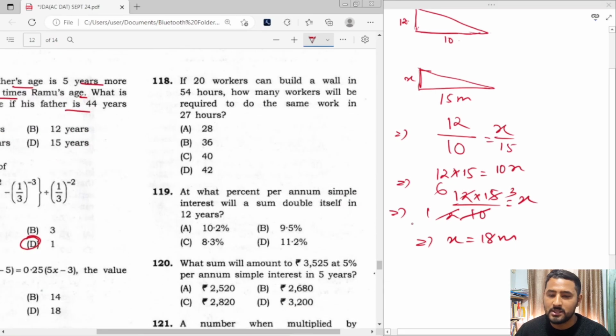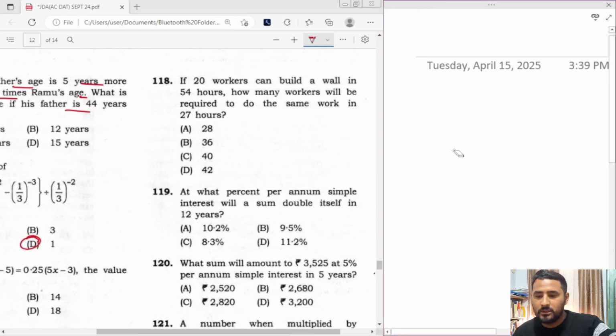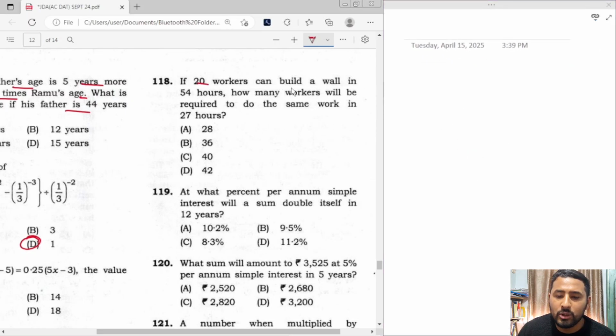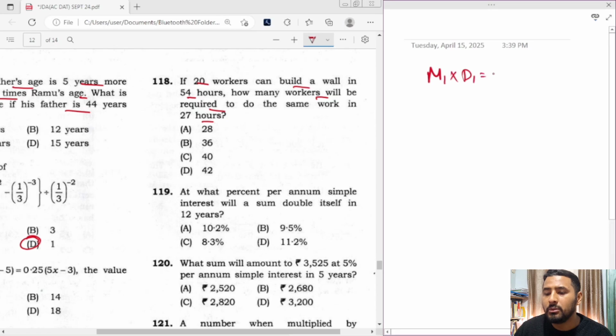I'll do it a bit fast, okay? Let's go to number 118. Question number 118 says, if 20 workers can build a wall in 54 hours, how many workers will be required to do the same work in 27 hours? So like I said, men into days equal men 1 into day 1 equal to men 2 into day 2. You should use the formula m1 into day 1 equal to m2 into day 2.